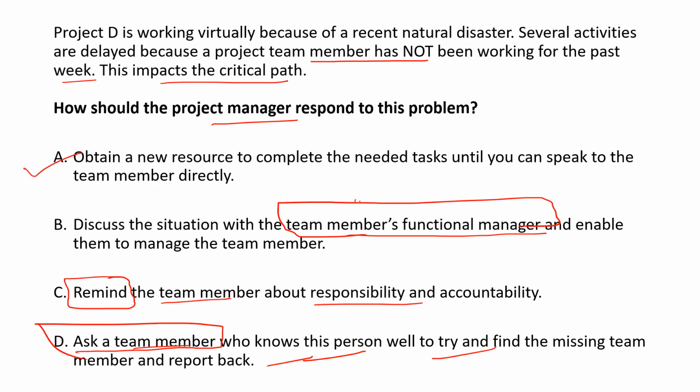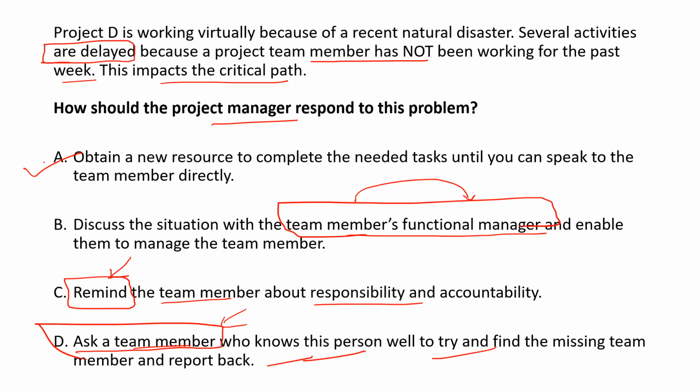The problem is with the team member, so why are you going to his manager? When the functional manager has given the resource to you, it's under your control now. You have to handle it, not the functional manager. And reminding will never be the correct answer. Ask a team member who knows this person well? We are not searching. You don't have time for this. In a project, you are constrained. The question says you are already delayed and the team member is missing. For sure, you will do D somehow.